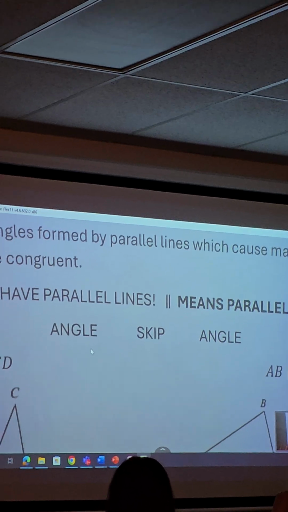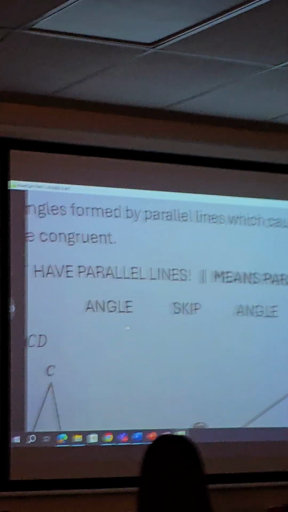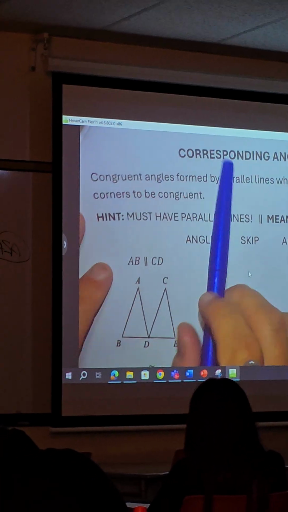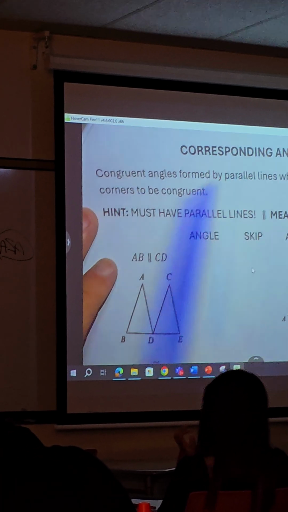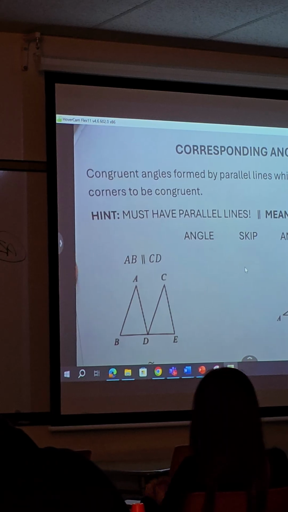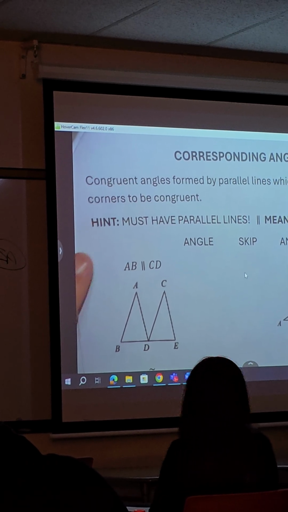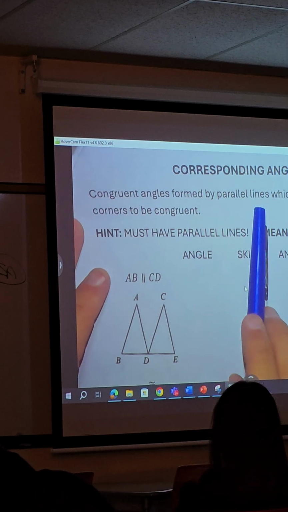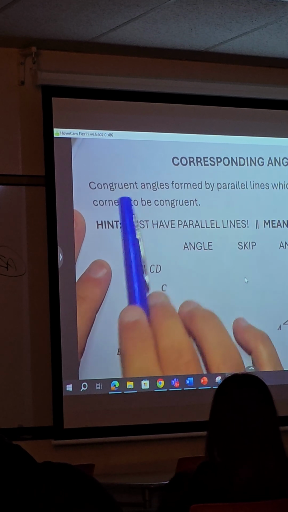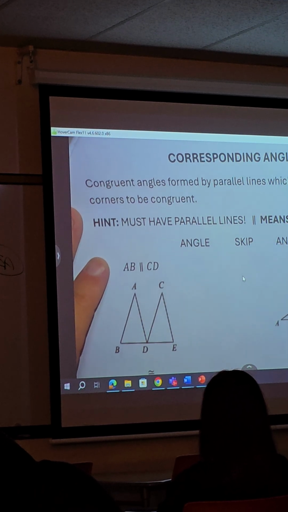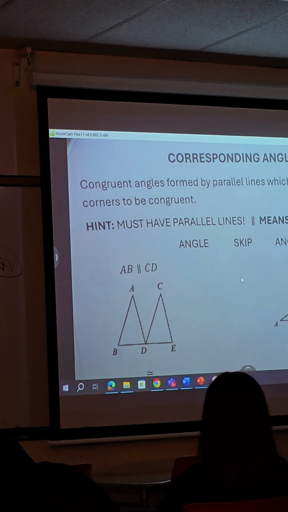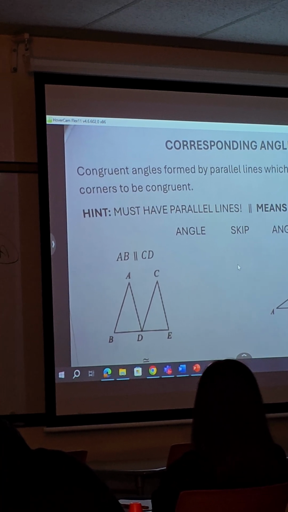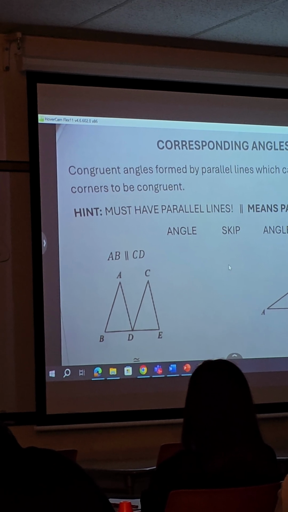But technically, if you have parallel lines, there's also another option it could be. Corresponding angles. So corresponding angles, you have to be told you have parallel lines. Now, corresponding angles are congruent angles formed by parallel lines which cause matching corners to be congruent. So remember, alternate interiors are alternating corners. Corresponding is their matching corners.